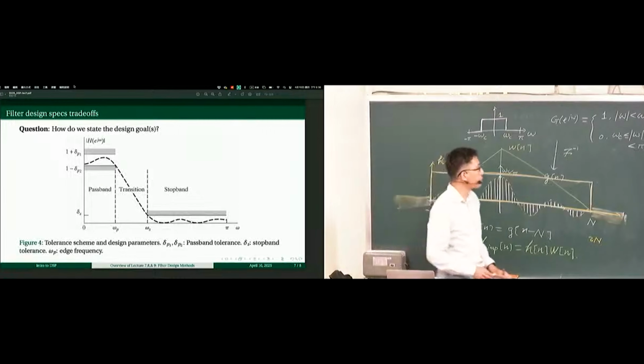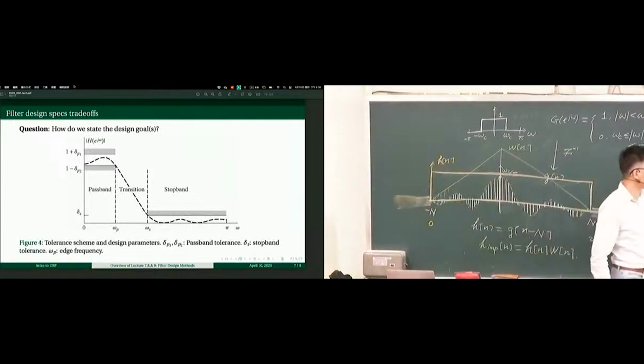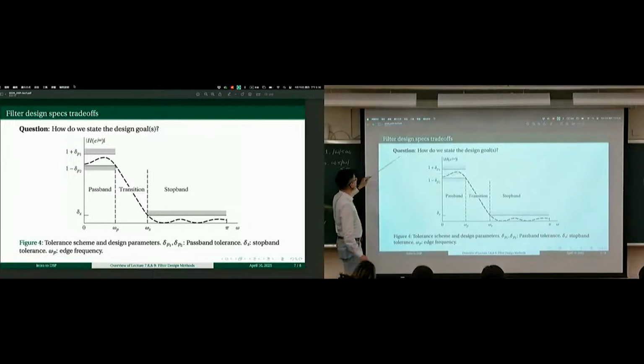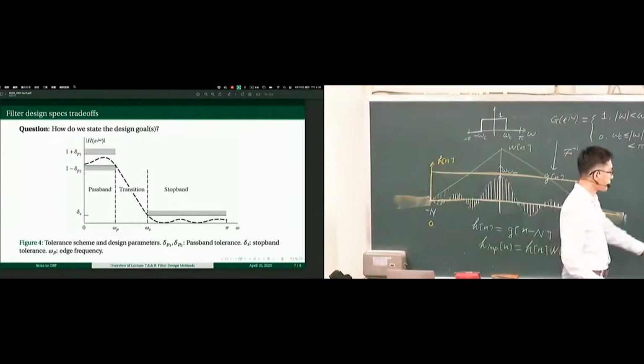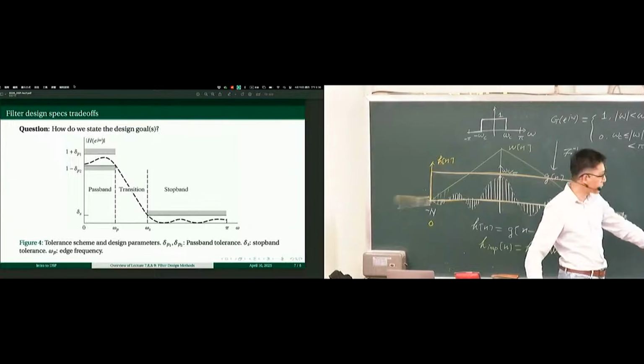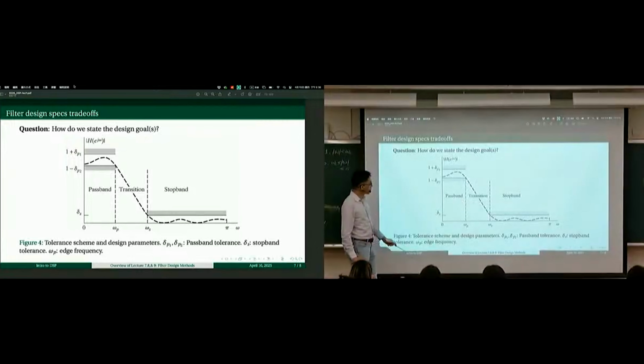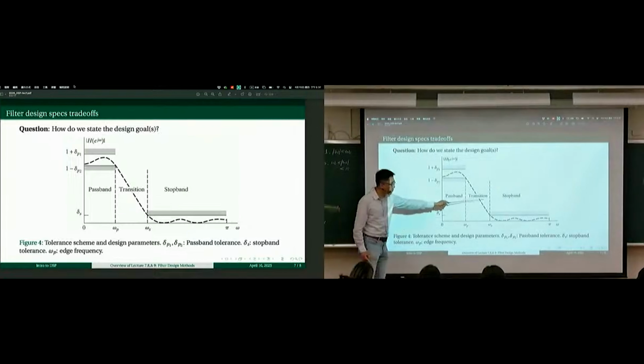So back to the frequency domain. This is the result of your design. The actual magnitude response is not ideal anymore. What we are looking at right now is a tolerance scheme. This is called a tolerance scheme, and we'll explain. There is a pass band and a stop band, but here we also allow a transition band.